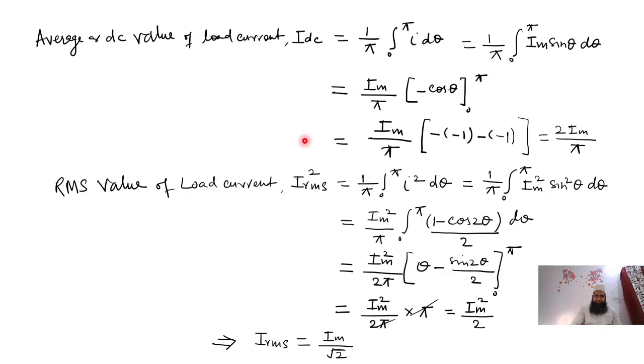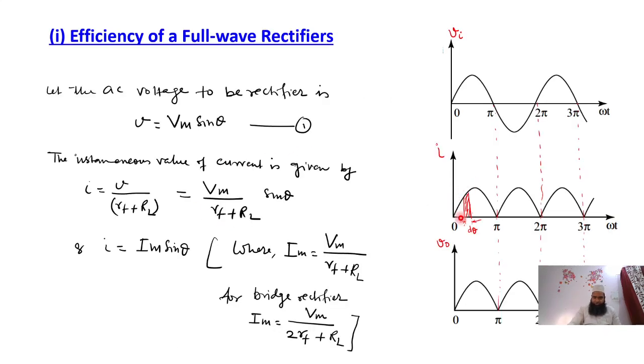Now the average value of load current. This is the load current, and from 0 to pi we have this pulsating, from pi to 2 pi we have this. For one complete cycle we have two half positive cycles, that is two pulses, 0 to pi one pulse and pi to 2 pi one pulse, and this is continued.